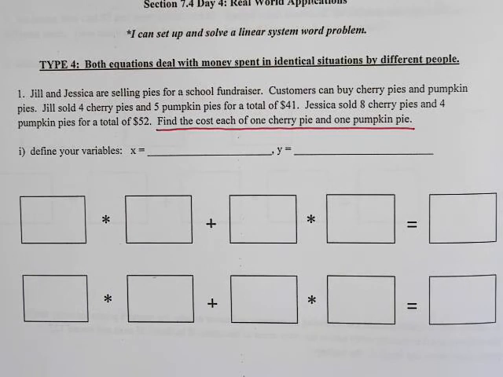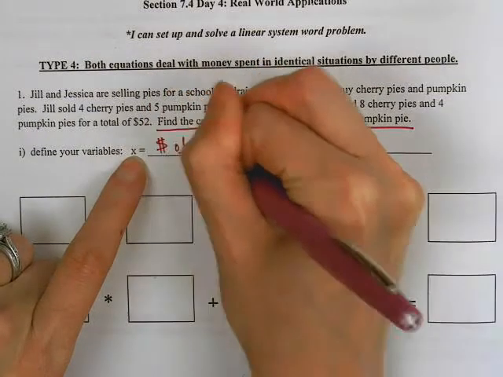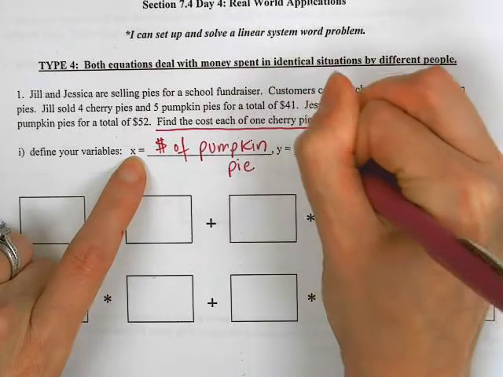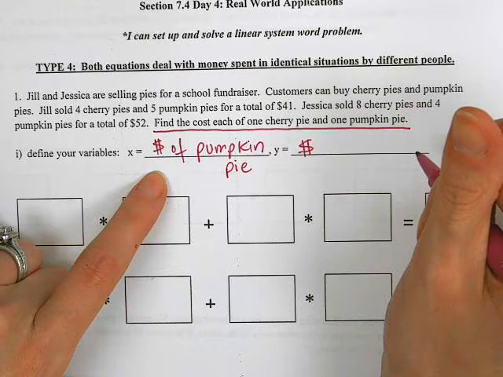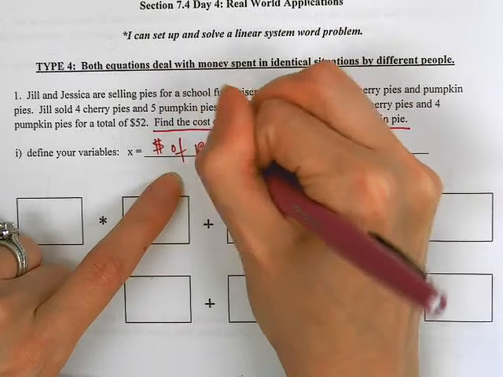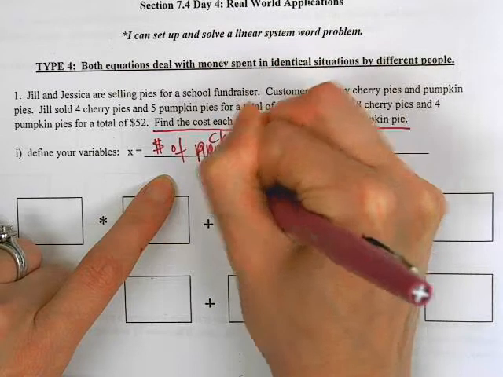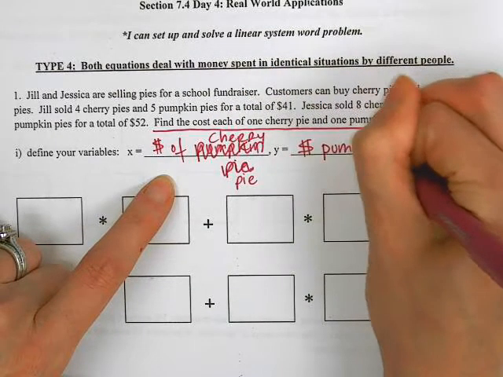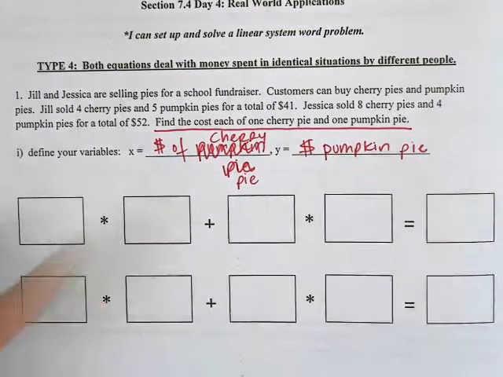So find the cost of a cherry pie and a pumpkin pie. So x could be the cost of a pumpkin pie, and y could be the cost of... actually, let's do cherry for x. Cost of a cherry pie, and y could be cost of a pumpkin pie. It doesn't really matter, but that's the way that they wrote it, so I just kept them the same.